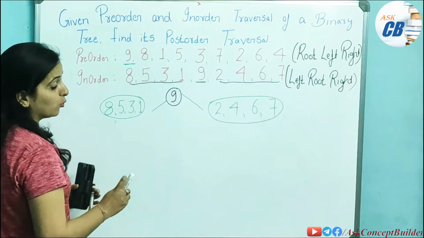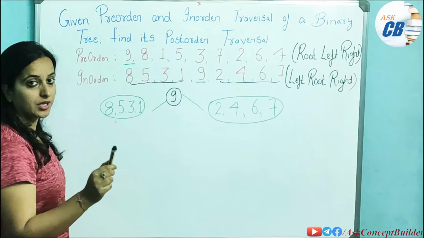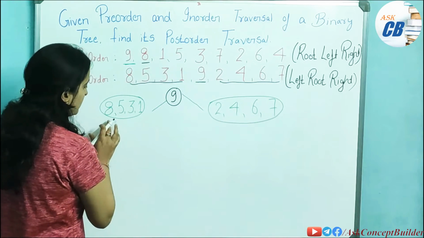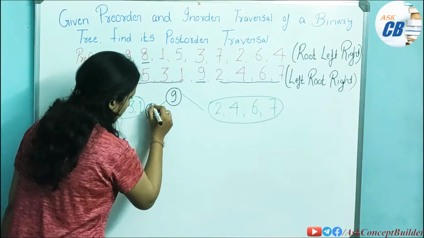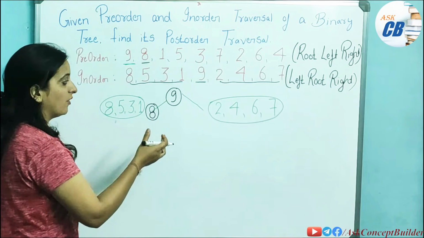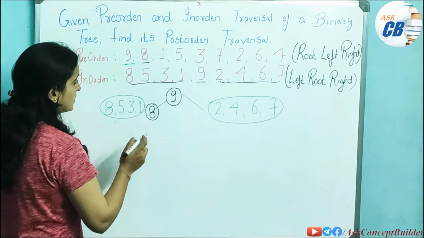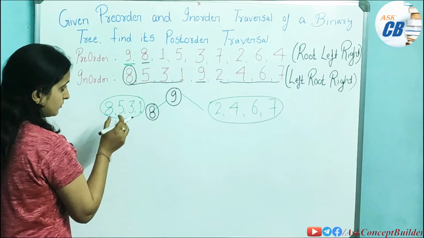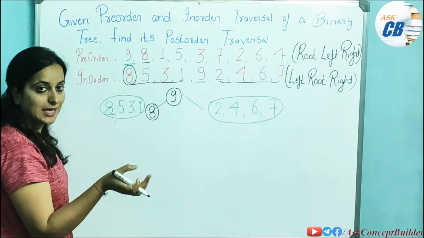Now to find the next root node, again we go to the pre-order traversal. The next root node is 8. Where is 8 present? 8 is here. This will be your second, or next, root node. Now again, same step, you have to find this node in your in-order traversal. So in in-order it is present here. Now you have to see the remaining elements, because now you want to see where these elements will be present.